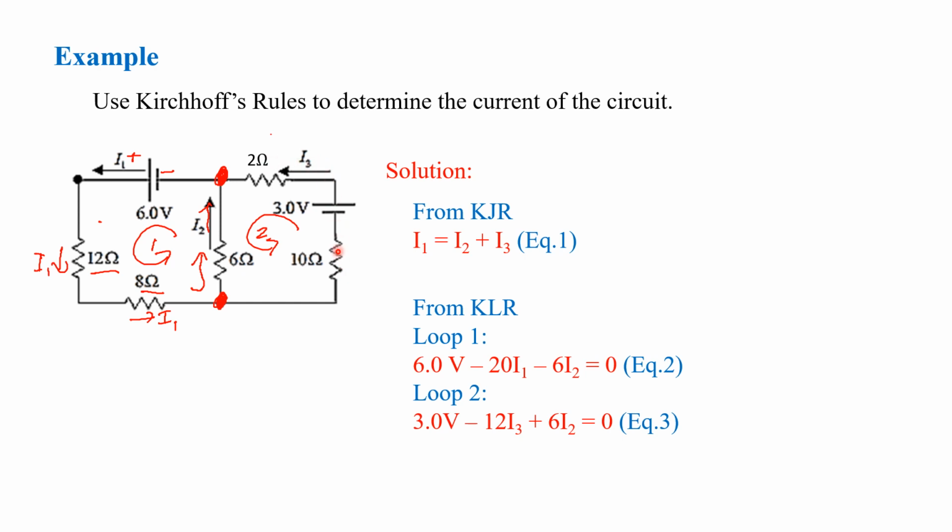Since these are just in series, you have 2 ohms plus 10 ohms, so you have 12 ohms. So our equation for loop 2 is 3 volts minus 12 I3 plus 6 I2 equals 0. And now we have 3 equations, and we can now solve for your 3 unknowns.